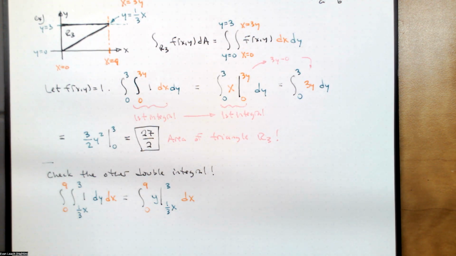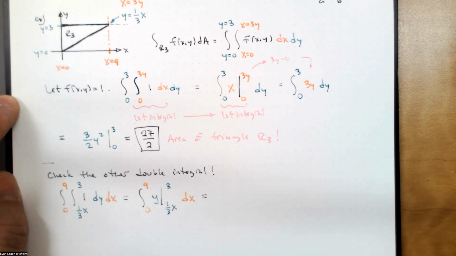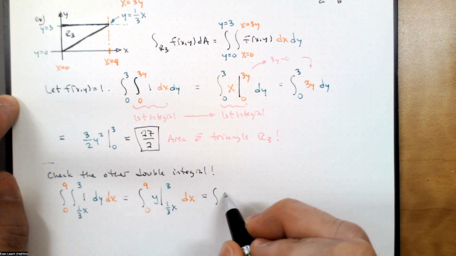So right now we have y, but we're about to plug in a function of x. That'll give us a function of x. We can integrate with respect to x and run out of variables. So we're going to integrate from 0 to 9 the function 3 minus 1/3 x.